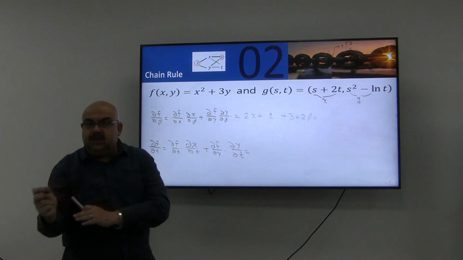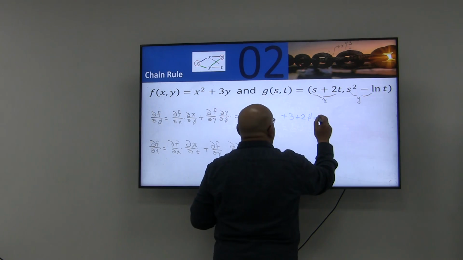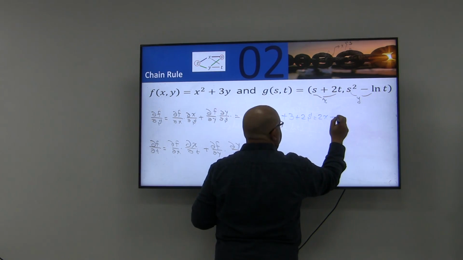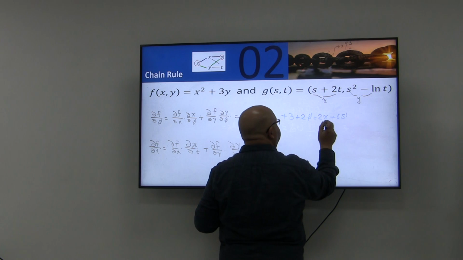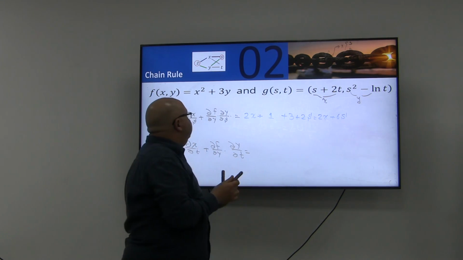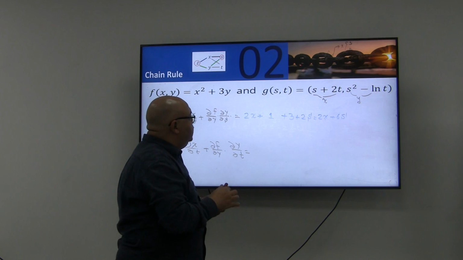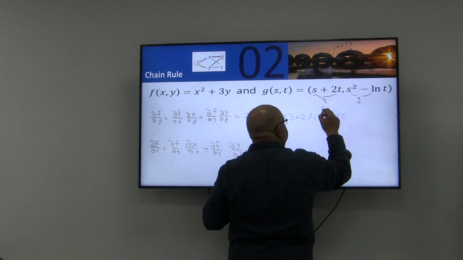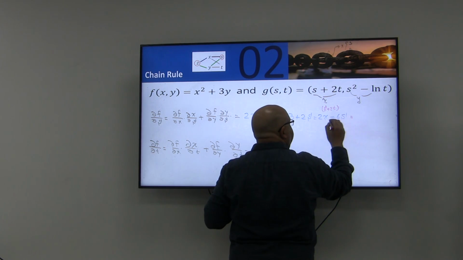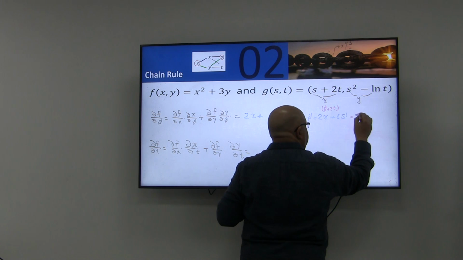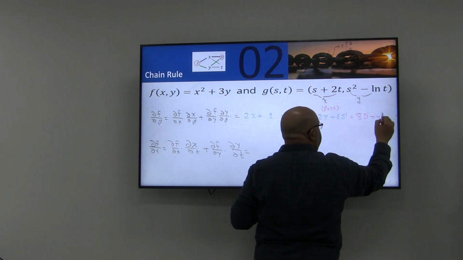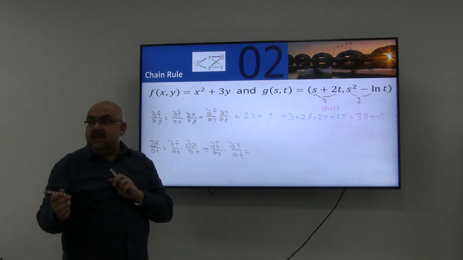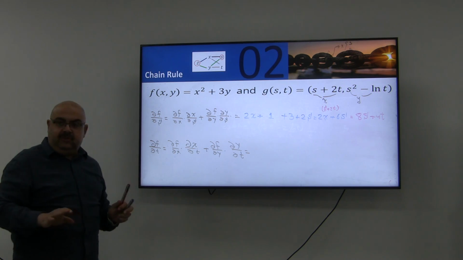Then I will start writing them together. So it's going to be 2x plus 3 times 2s, which is 6s. Then replace x by its value, which is s plus 2t. So it's going to come up to 2 times s plus 6s, it's going to be 8s. Then 2 times 2t, I believe it's going to be 4t. That's the first one.